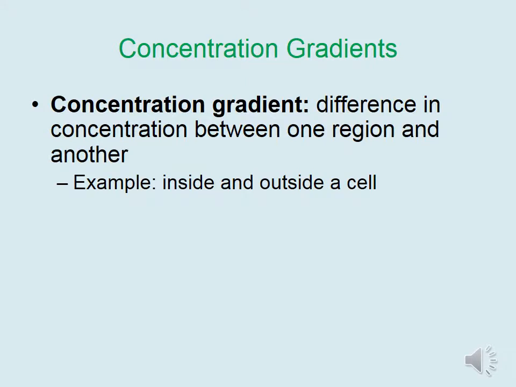As exciting as it may be to think about windows getting shot out of an airplane, we are now going to turn our attention towards concentration gradients. A concentration gradient is the difference in concentration between one region and another. An example would be the region inside a cell versus the region outside of a cell.